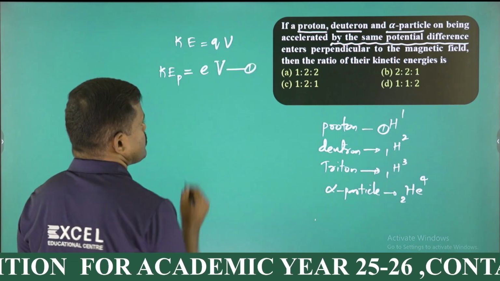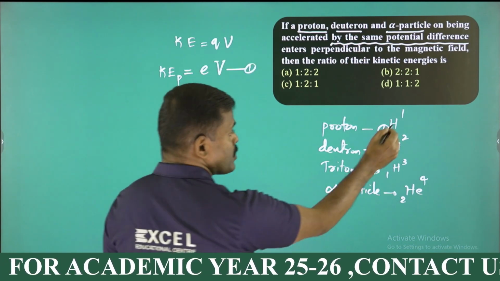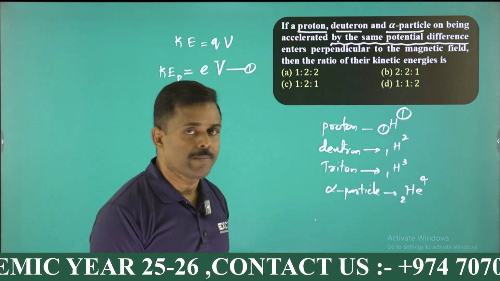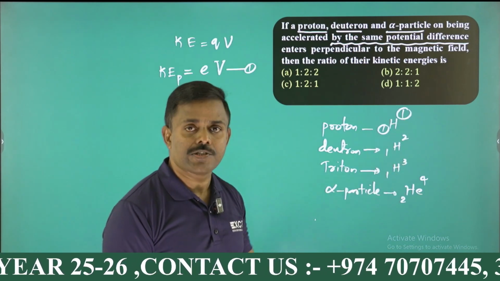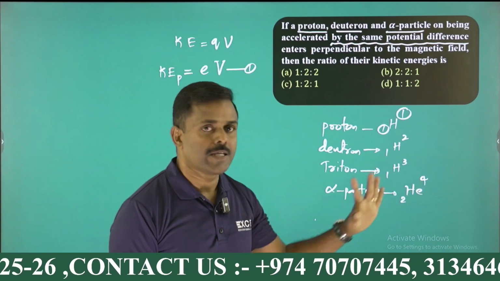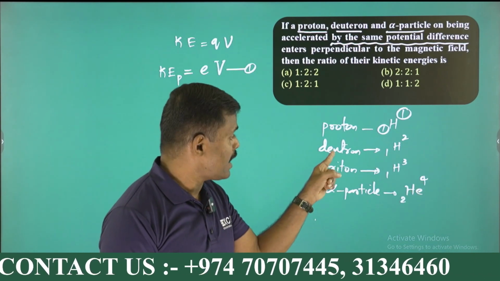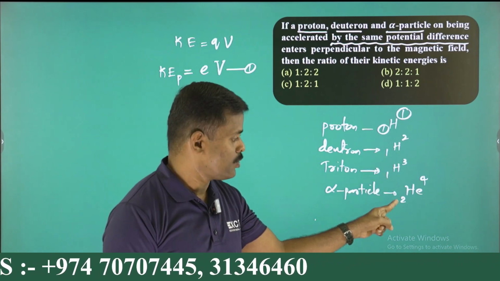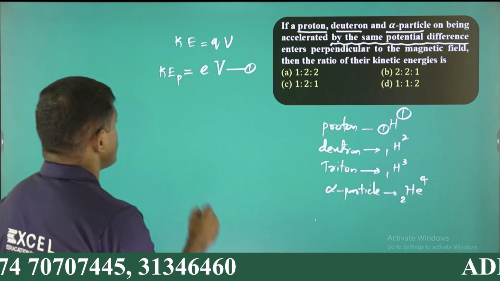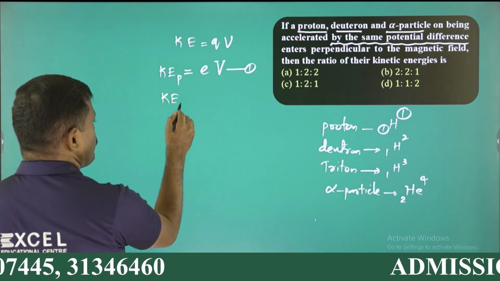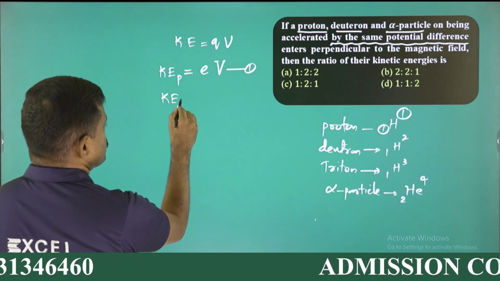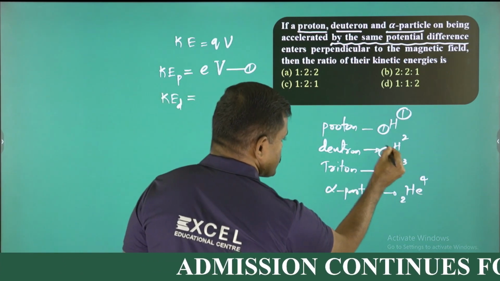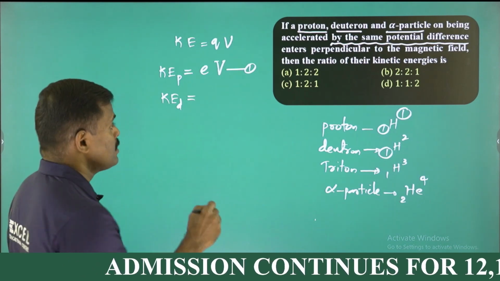That's equation number 1. This number is called the mass number. That is mass 1m. For this one, mass is 2m. For tritium, the mass is 3m. And for alpha particle, the mass is 4m. But charges are 1e, 1e, 1e, 2e. So let us look at the kinetic energy of the next particle, the deuteron. Deuteron's charge number is also 1. So 1e.